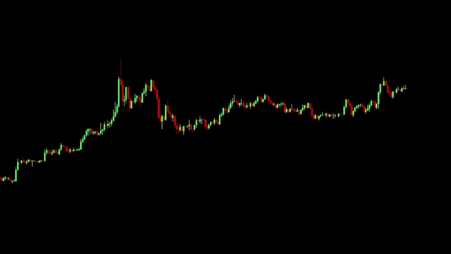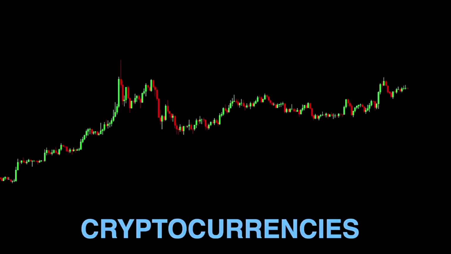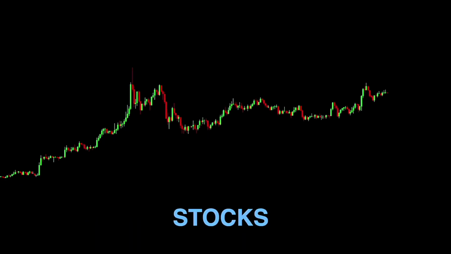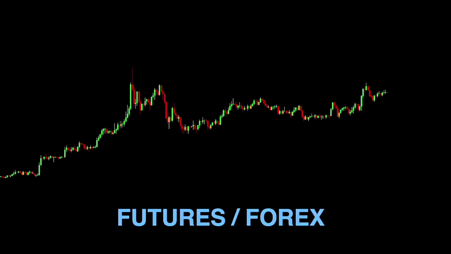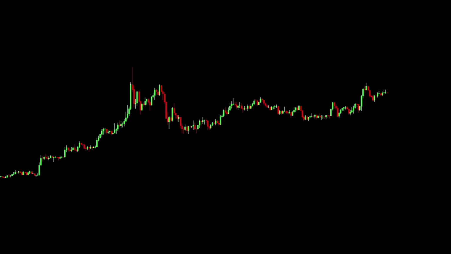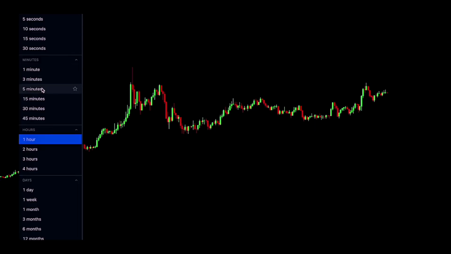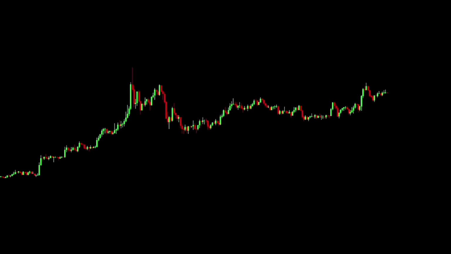Now, it's worth pointing out that this tool works not only for crypto trading, but also for stocks, futures, and forex pairs. The most effective time frames for using this indicator are 15 minutes, 1 hour, and 4 hours. Now, let's move on to applying these indicators to the chart step by step.